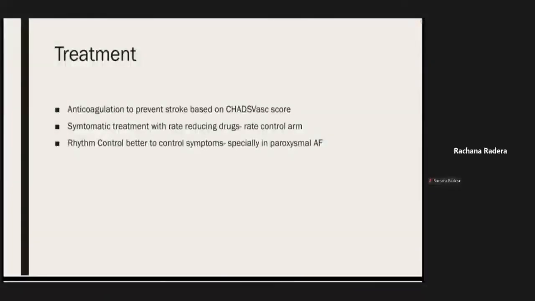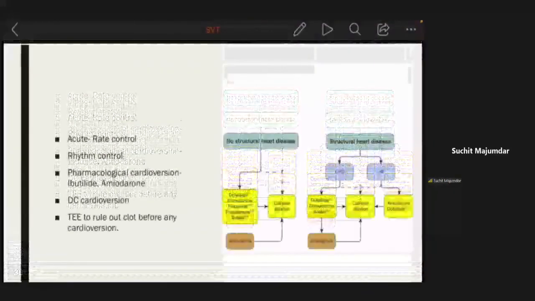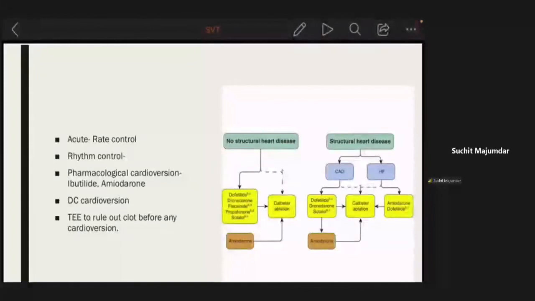So in the treatment of atrial fibrillation, one most important thing is to prevent stroke. So that should be anticoagulation based on the CHA2DS2-VASc score. Symptomatic treatment can be with rate-reducing drugs, or rhythm control, which is better to control symptoms, especially for paroxysmal AF and without any structural heart disease. So these are the things. I am not going into detail of that.